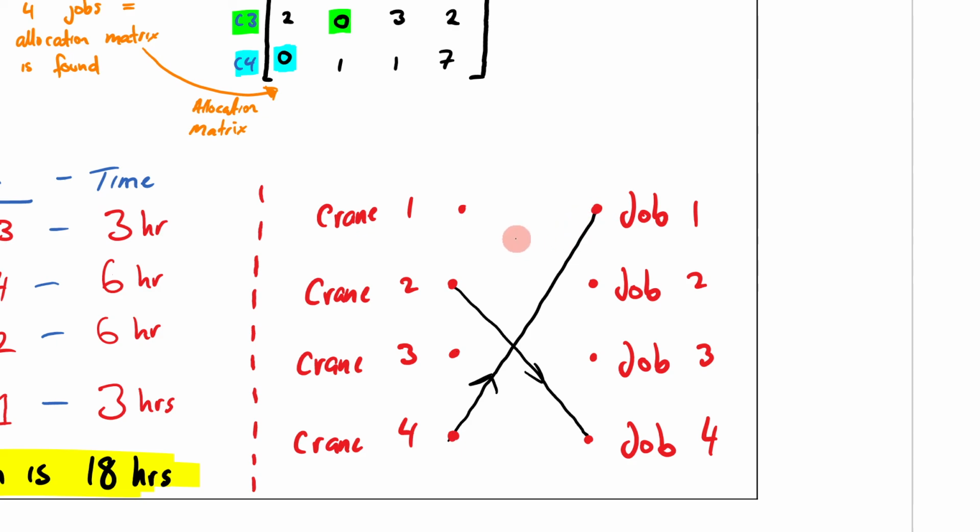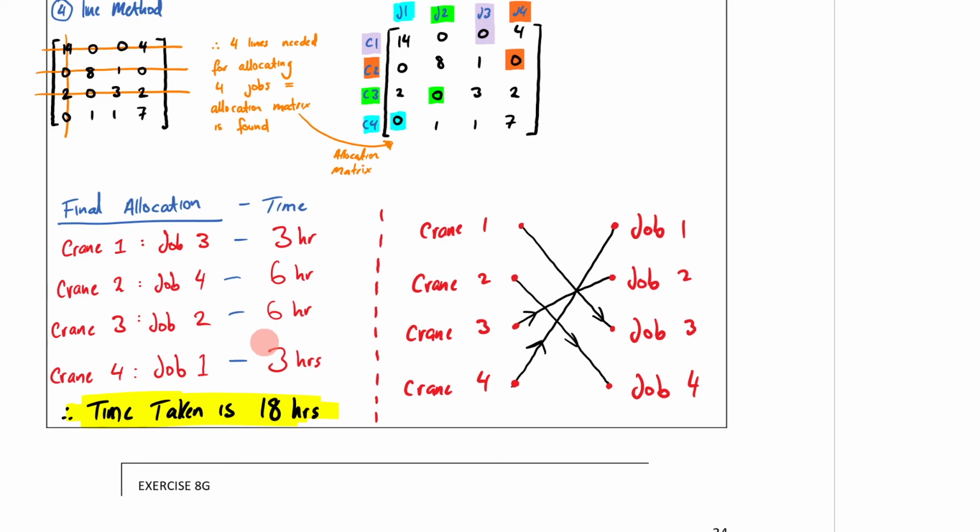Like that. Crane 1 was going where again? Crane 1 was going to job 3. And then crane 3 was to job 2. Perfect. Let me just double check that because I'm worried that I messed it up once I redrew it. Crane 1, job 3, crane 2, job 4, crane 3, job 2, crane 4, job 1. We are done, people. That is how you do it.